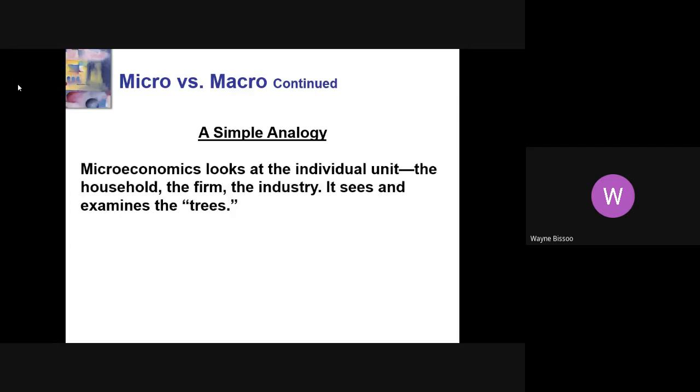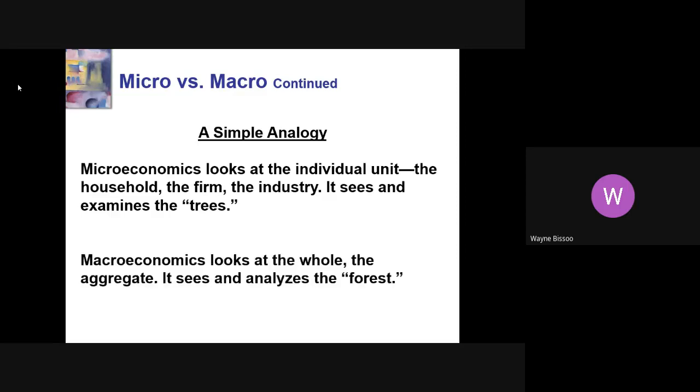A simple analogy would be that microeconomics looks at individual units: the household, the firm, the industry. It sees and examines the trees. Macroeconomics, on the other hand, looks at the whole, all the aggregate information. It sees and analyzes the forest. That makes sense. So in microeconomics, we're just studying what happens with the trees, all the activities of the trees: whether or not the trees have leaves, the leaves fall off, do they bear fruit, how do they spread their seeds. Macroeconomics looks at the entire forest and decides, okay, this forest is doing something, it's forcing air up and causing precipitation to take place and that type of stuff. So that's what the entire forest will do.